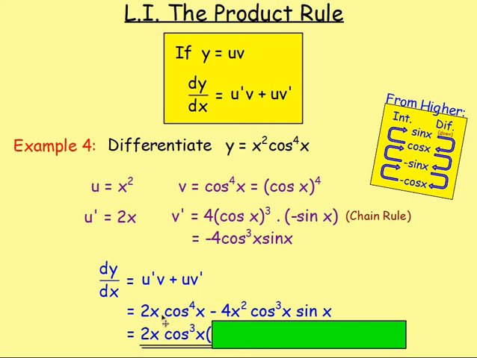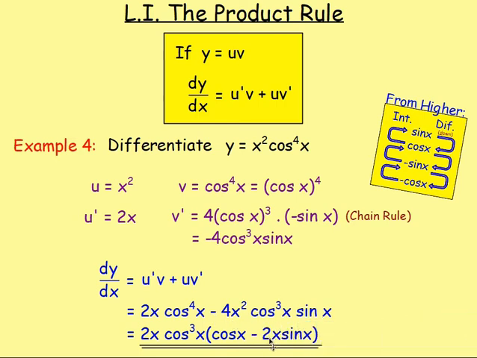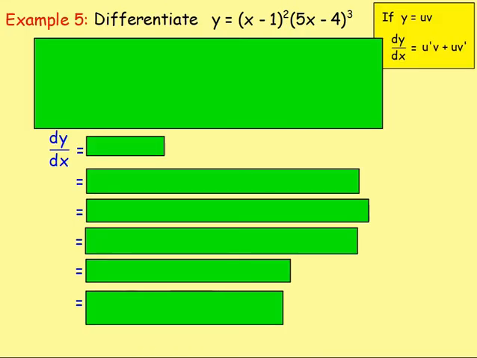From there, what would go in the brackets? Well, 2x times, we've already got the 2x. Cos cubed x times what gives you cos to the power of 4 x? Well, it's going to be cos x. After that, we've got the minus, and we would end up with 2x sin x just on the other side. That will be your answer. Again, just make sure you leave it factorized.